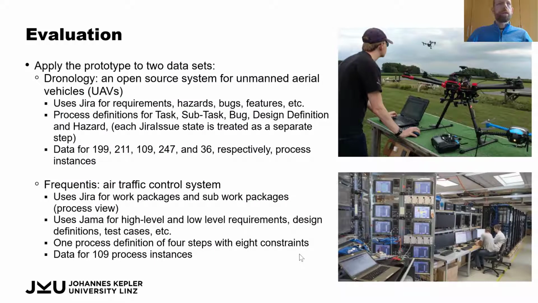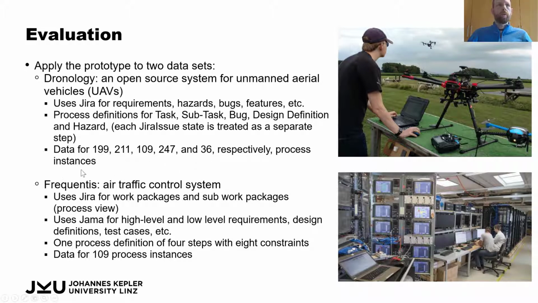We evaluated this work based on two datasets, one from Dronology, which is an open-source system for unmanned aerial vehicles, which uses primarily Jira for tracking of requirements, hazards, bugs, features, and the links between them. Here we take each of these Jira issues in the different forms as a process instance, and we get between 36 and almost 250 instances of these kinds of small processes.